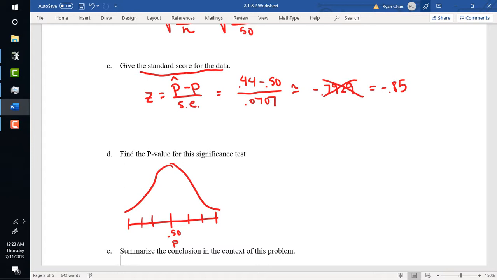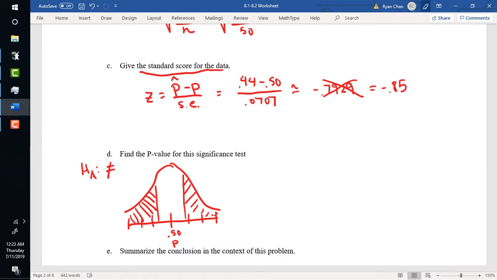So let's talk about this. We're trying to figure out when it's not equal to 0.50. My z-score is negative 0.85, which is here. And I'm also going to go here. Now this is where it gets a little confusing. Some of you guys are like, why am I shading both sides? Well, the reason why is because your alternate is not equal to. So remember, not equal to is two-tailed.